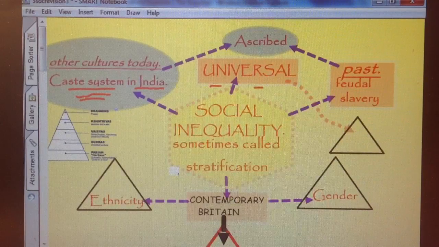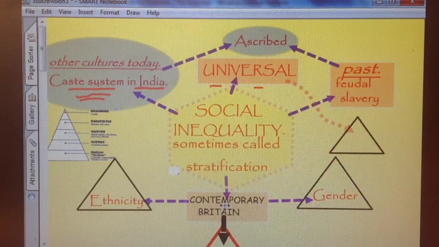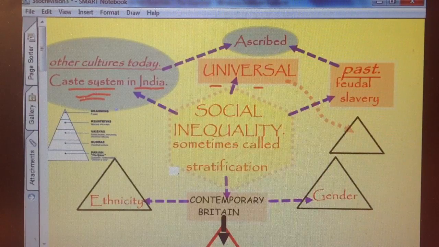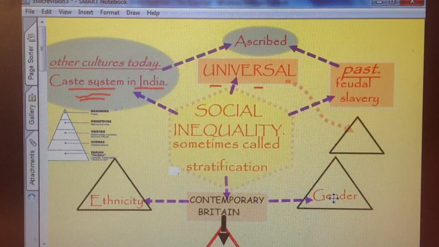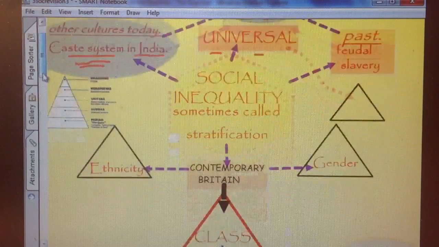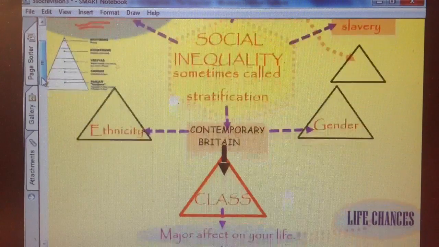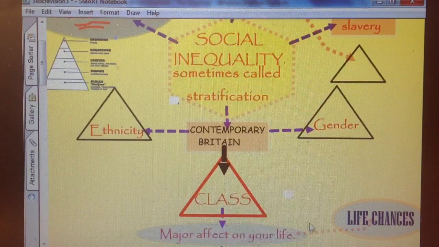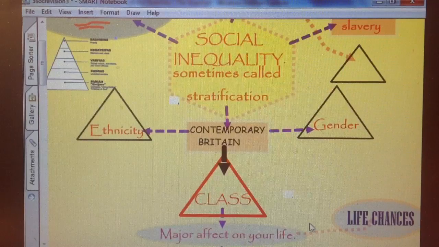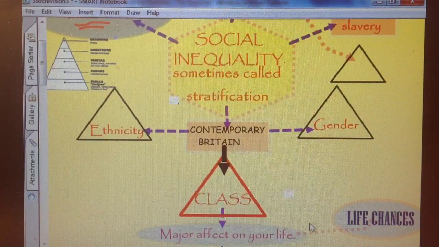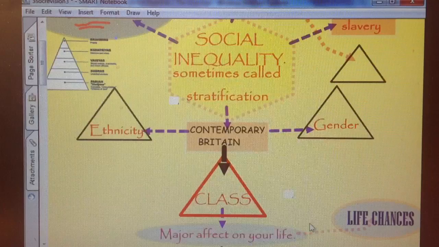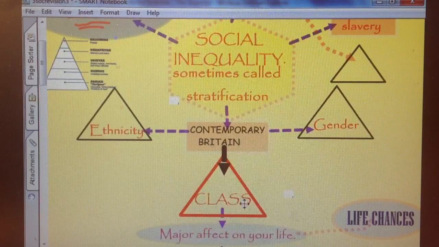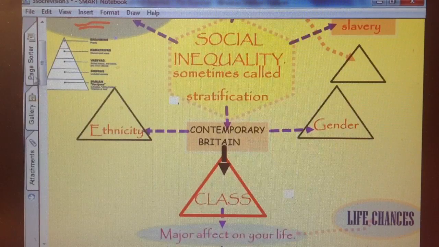However, we're of course going to spend most of our time studying contemporary Britain. There's also ethnic stratification, ethnic inequality, and gender inequality, but we'll do those separately. The main thing that we study is class inequality, because class has the major effect on your life. No matter which way you look at it, it's the social class you're born into that's going to affect most of your life. It's going to affect things like your life chances, which we'll come on to in a moment.